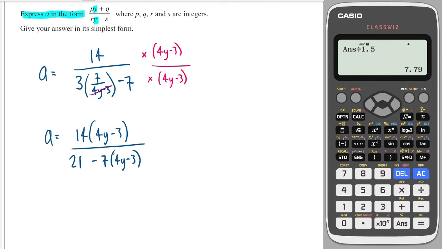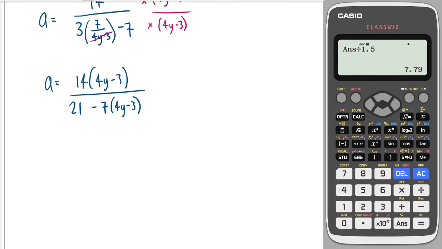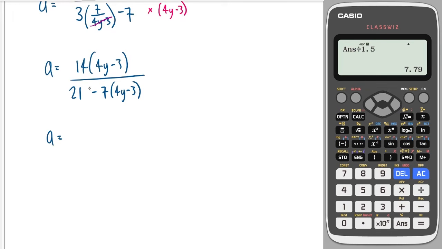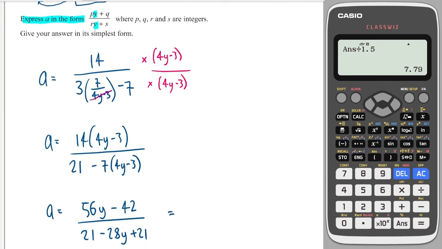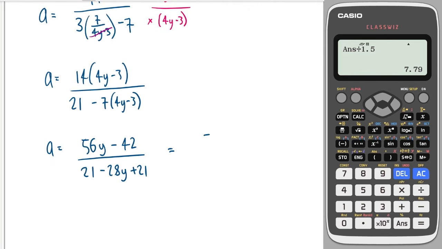So now we have a fraction without any fractions in it, which is much nicer. 14 times 4 is 56. 14 times minus 3 is 42. All over 21 minus 28y, and don't forget the double negative there, plus 21. So in total, and how do they want us to write it? They want us to write it with the y's first. So 56y minus 42 and minus 28y and 42.